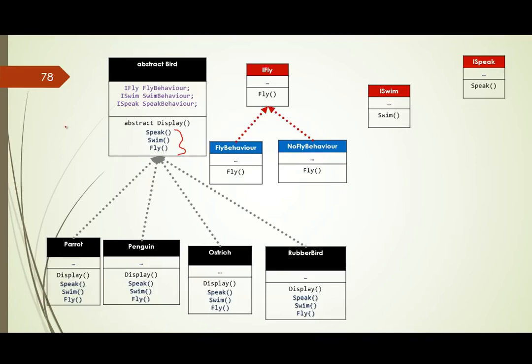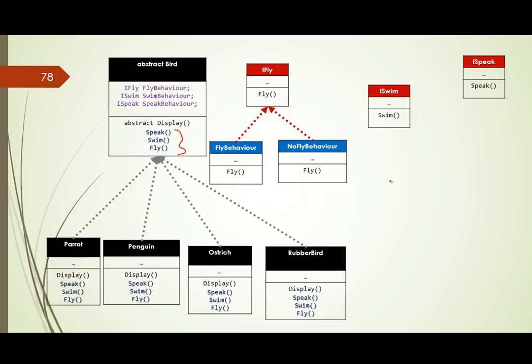So we have a fly behavior, which implements this interface IFly and implements the fly method, and we also have no fly behavior, which will say that the bird cannot fly. So it's implemented. If you have 10 different types of fly behaviors, just write the 10 different types of fly behavior. It will be odd if you have 100 types of fly behavior. So that will be a good solution.